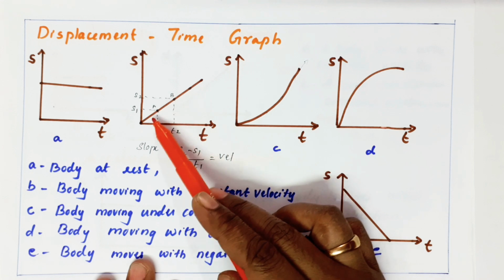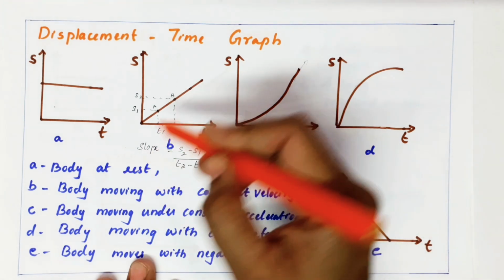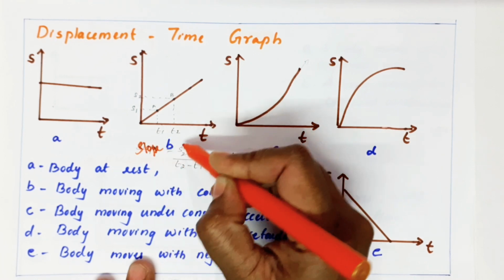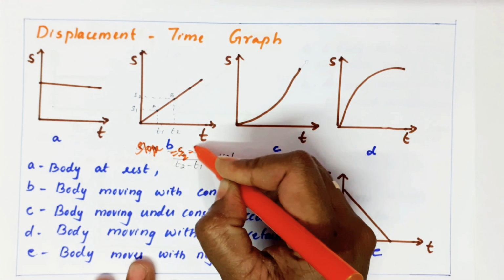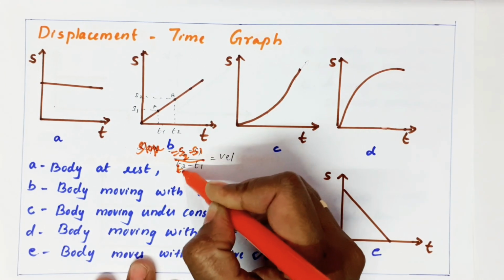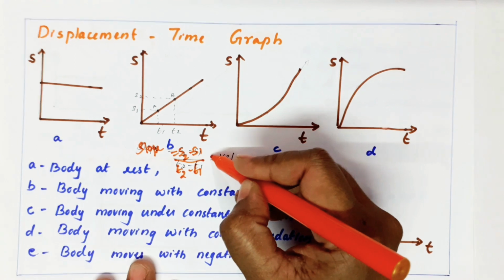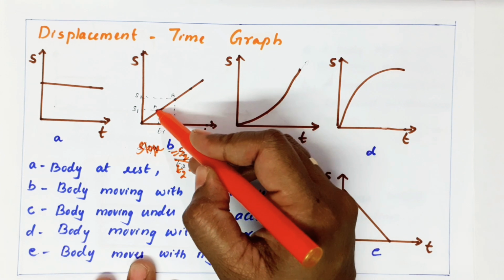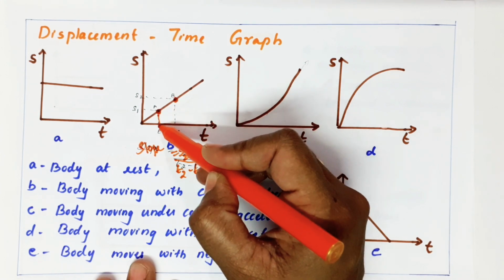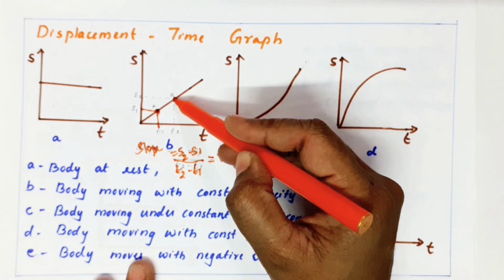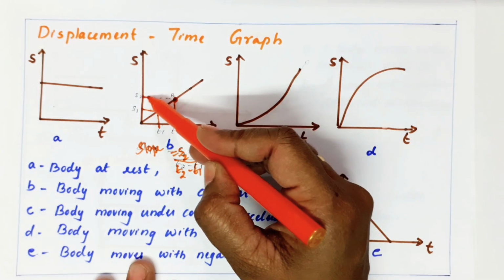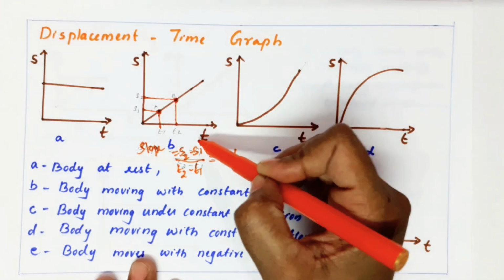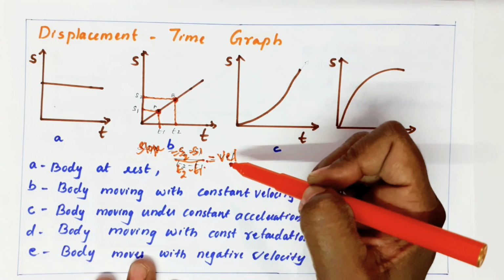In this case, if you take the slope of the graph, that is why I have written here, slope. What is the meaning of slope? Slope is nothing but S2 minus S1 divided by T2 minus T1. What is the meaning of that? That is nothing but the change in displacement divided by time. You take any two values on the graph, find out the corresponding x-axis and y-axis values. For this point also, find out the corresponding x-axis and y-axis values. Take the change, that means delta S by delta T. If you do, you get the velocity.